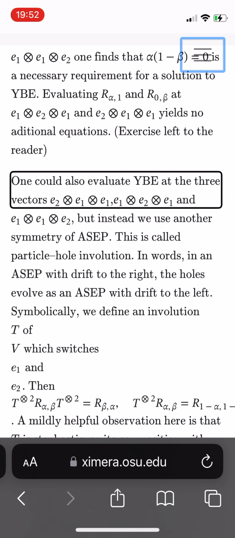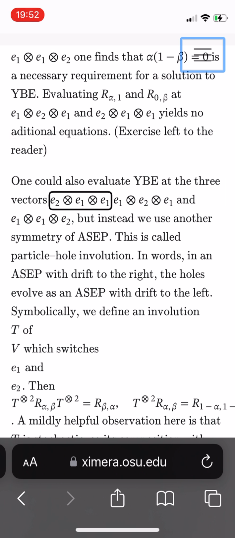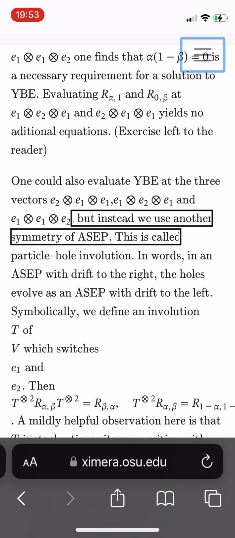One could also evaluate the YBE at the 3 vectors E_2 ⊗ E_1 ⊗ E_1, E_1 ⊗ E_2 ⊗ E_1, and E_1 ⊗ E_1 ⊗ E_2, but instead we use another symmetry of ASEP.